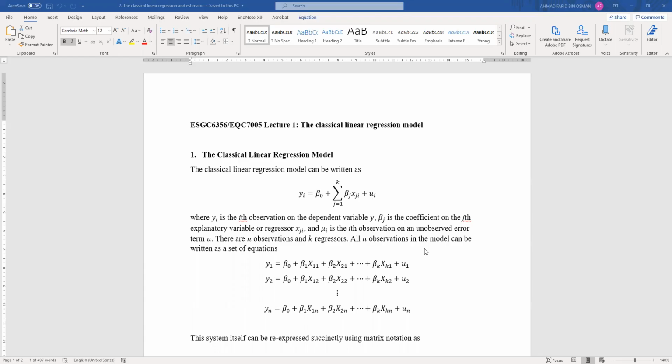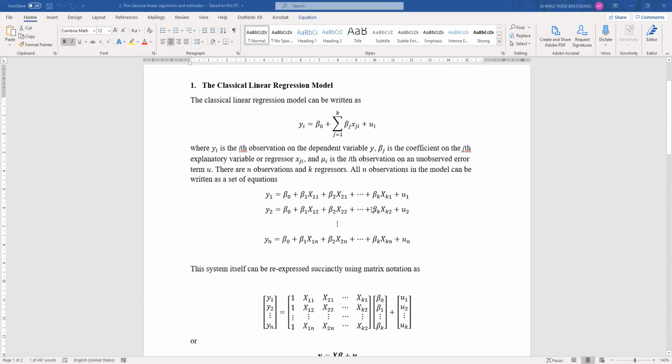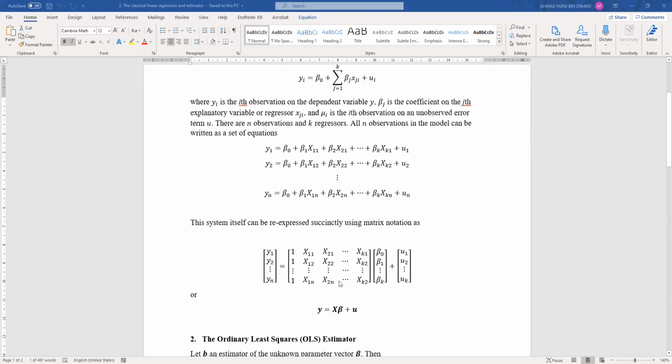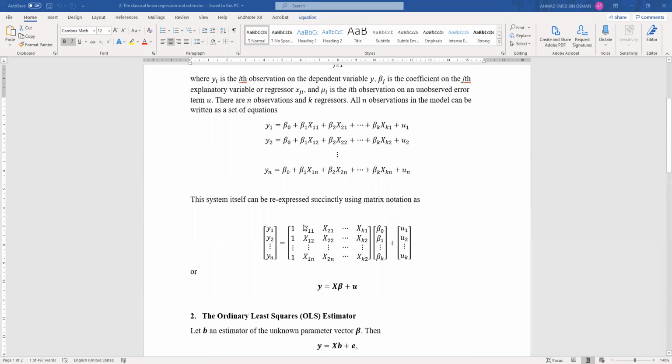All n observations in the model can be written as a set of equations. For the first observation we have this equation, then the second observation, and so on. If we have a large number of observations, you can write down the equation for each of them one by one like this, but it's not a convenient way to write the equations for all observations. So this system can be expressed succinctly using matrix notation, as given by this. You can express your data in matrix form like this.